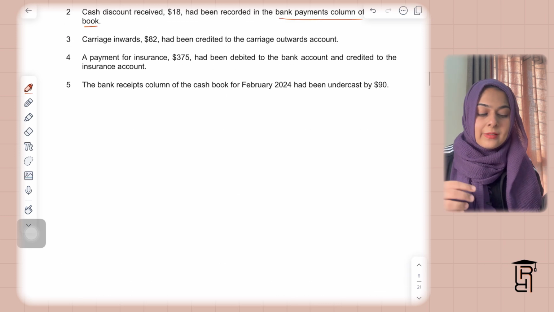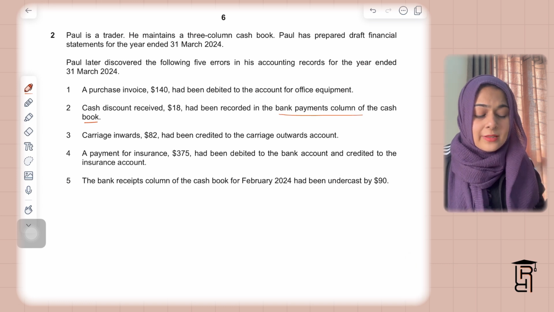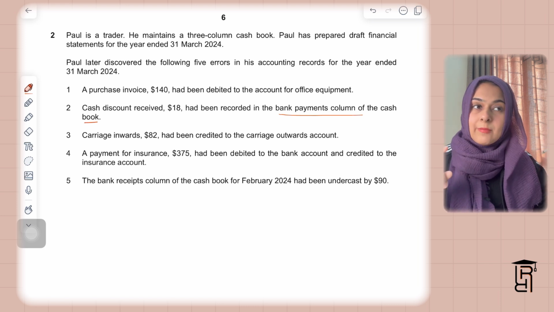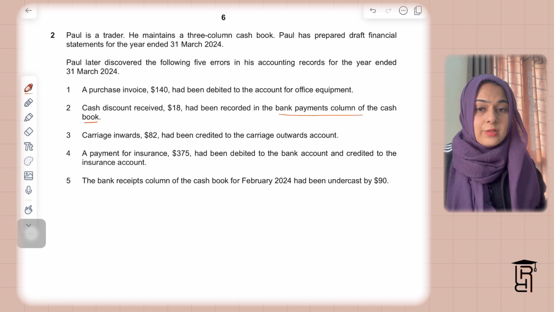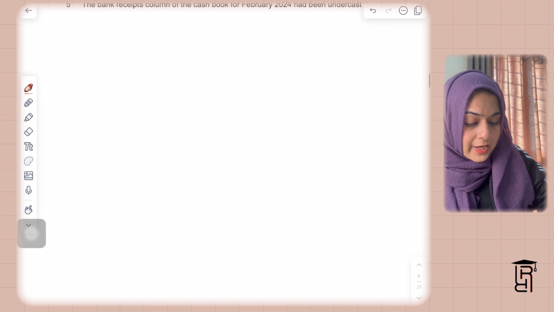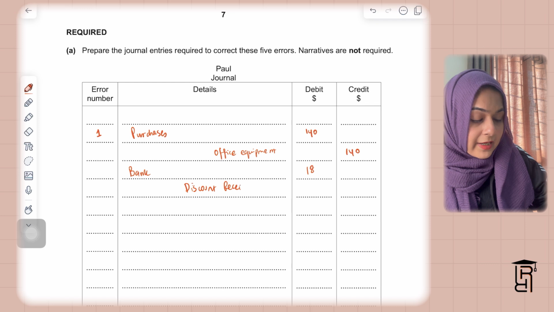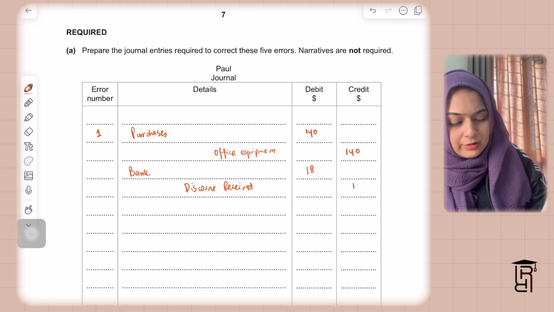And then this was basically cash discount received. So discount received is an income. Incomes are always credited. So because we recorded that in the bank payments column, you debit the bank account and you credit the discount received account, because incomes increase on the credit side. Incomes are recorded basically when they are credited. So I'll write here discount received. I'll write here $18. This will be number 2.